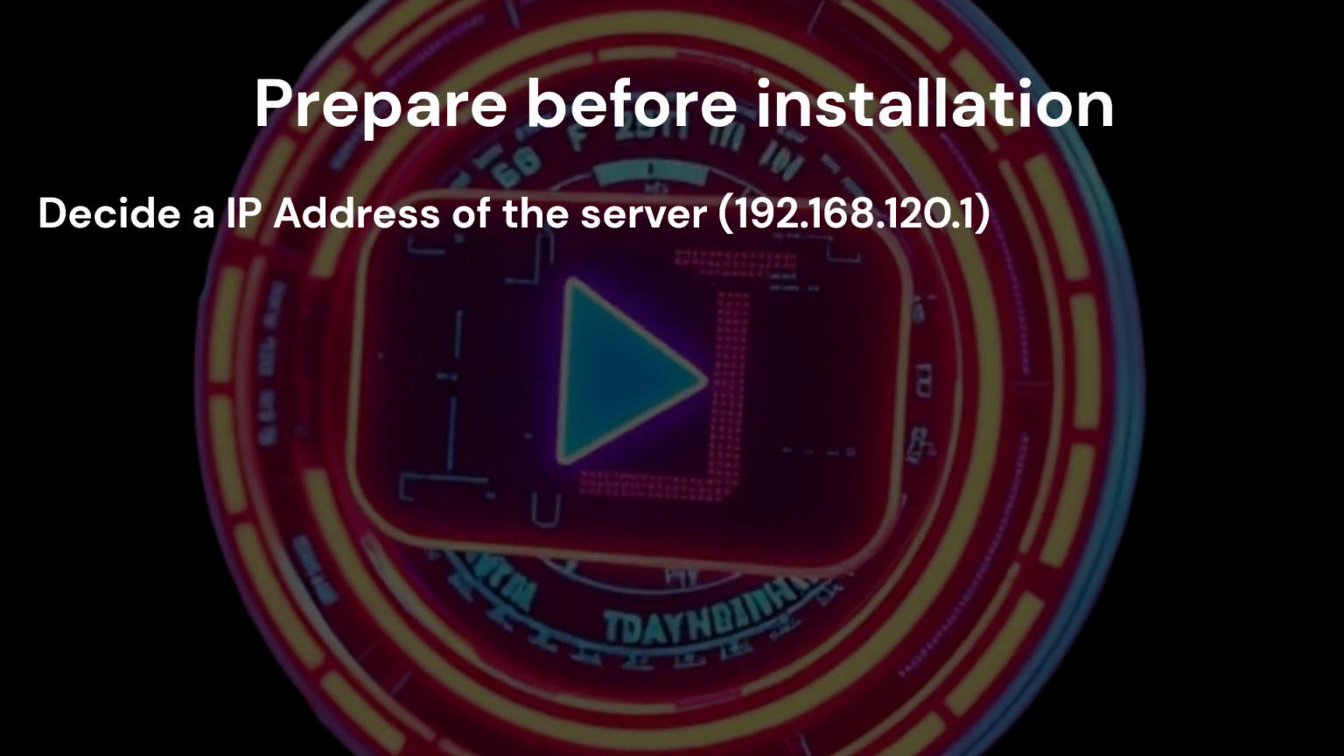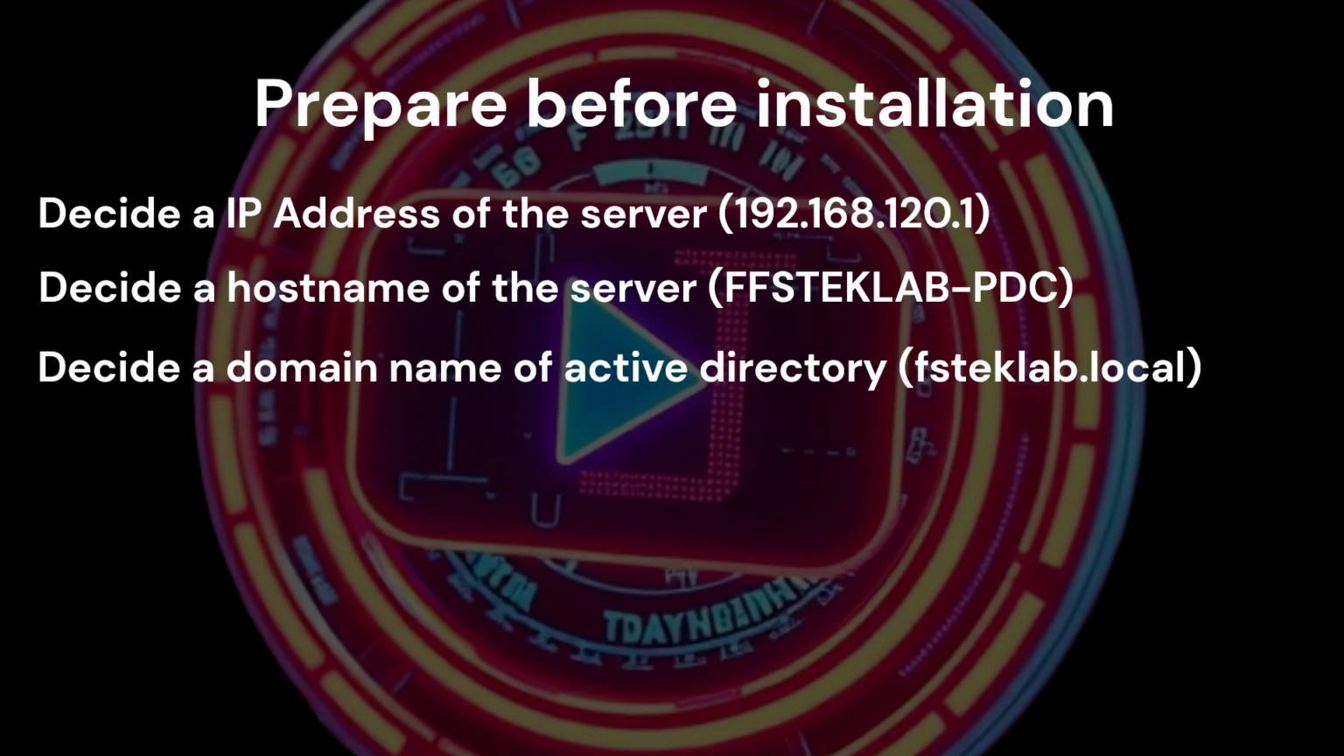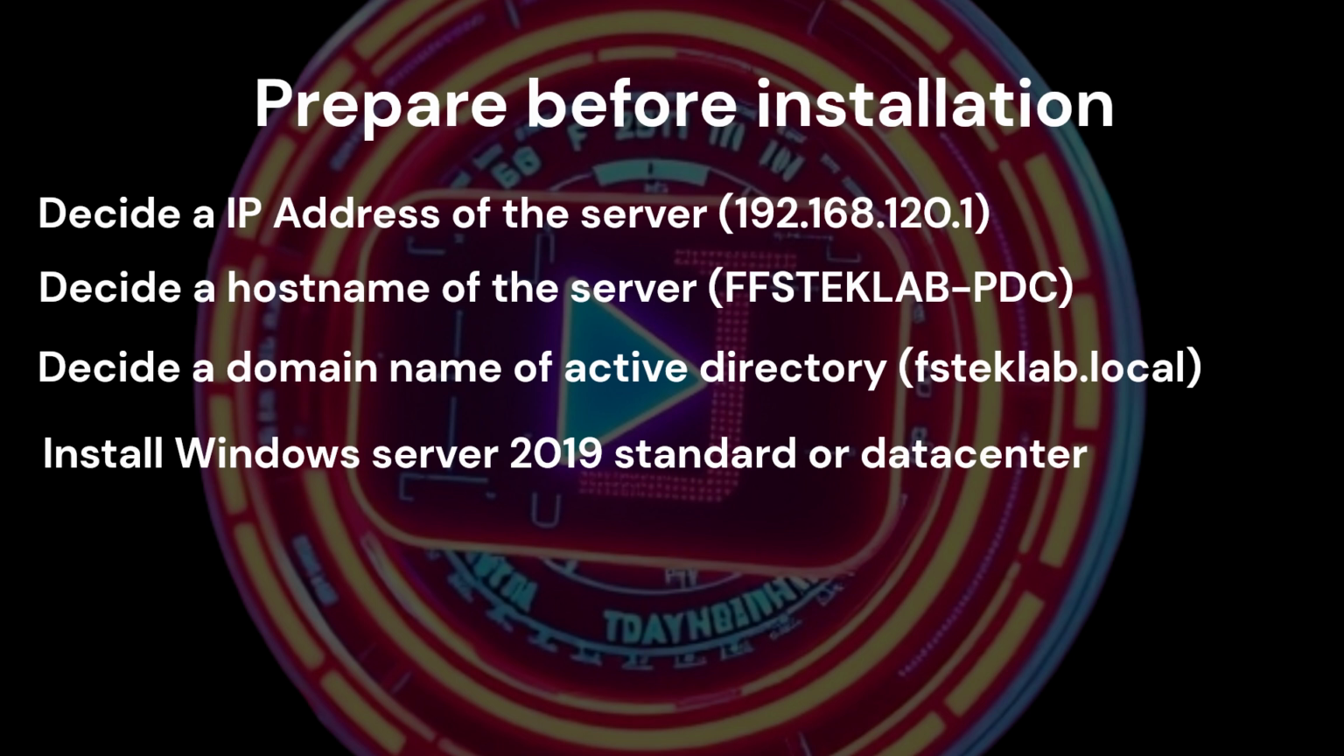Before we begin the setup, decide the static IP address to be assigned to the server. Decide the host name of the server. Decide the domain name for your Active Directory. Install Windows Server 2019 Standard or Data Center Edition as per your requirement.